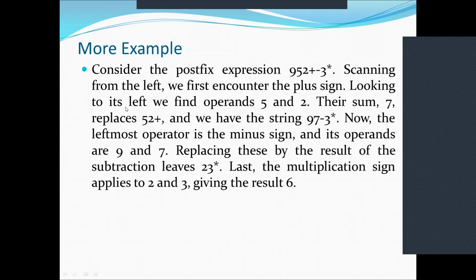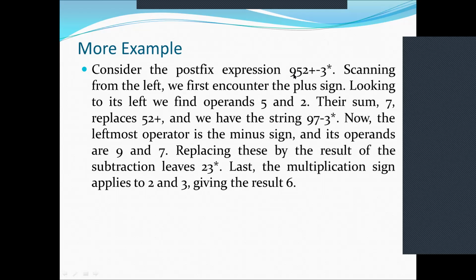Here is another example, a postfix notation: 952 plus minus 3 star. If you can work on this, it will be easier. Just see how the execution happens, or how this postfix notation is executed. Scanning from the left, we first encounter the plus sign here. Looking to the left, we find the operands 5 and 2. So this is executed over 5 and 2. 5 plus 2 is 7.